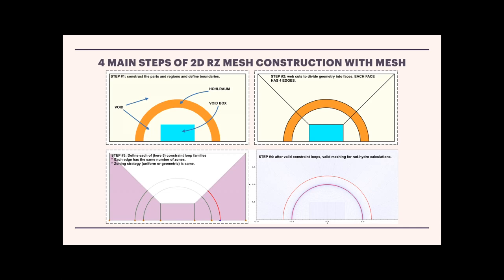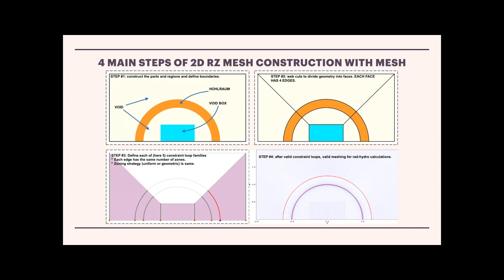The third step is, I have basically a geometry and I've got to divide it up into smaller zones called a mesh, to make the thing run and model the physics I care about accurately. And so an important part of that is you identify a thing called a constraint loop.